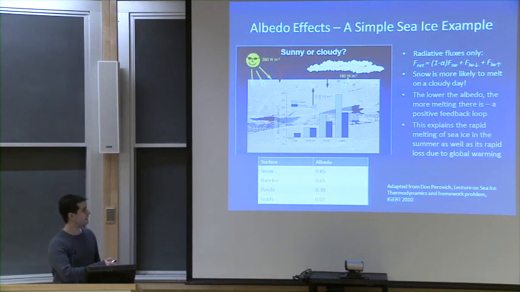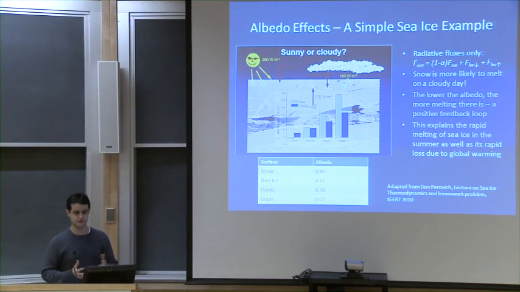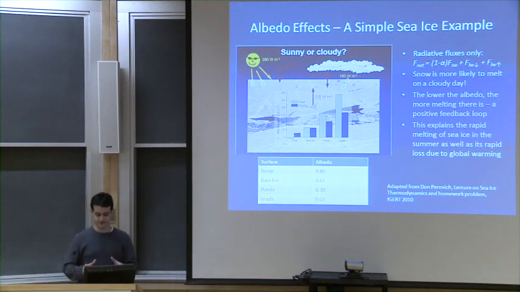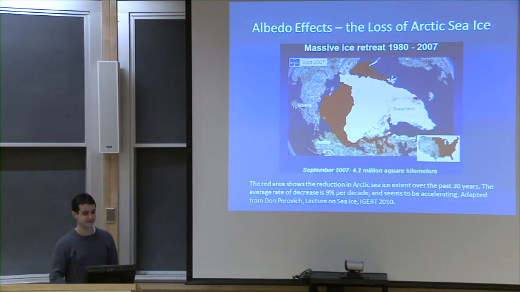And also you can see that as ice melts into ponds and leads, the energy balance for those becomes much more positive. So there's this positive feedback loop, which is basically due to the albedo. As ice melts, its albedo goes down very significantly, as you can see, and so it absorbs much more radiation, and it's much more likely to keep melting even further. So this basically explains the rapid melting of sea ice in the summer, and also its rapid loss due to global warming.